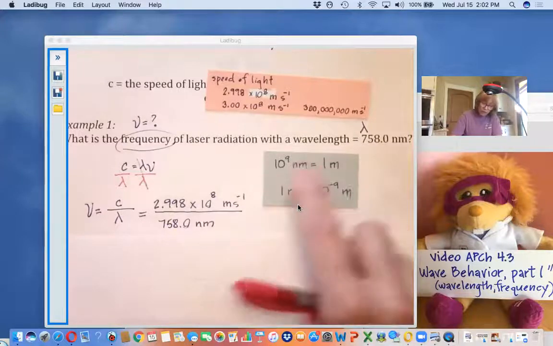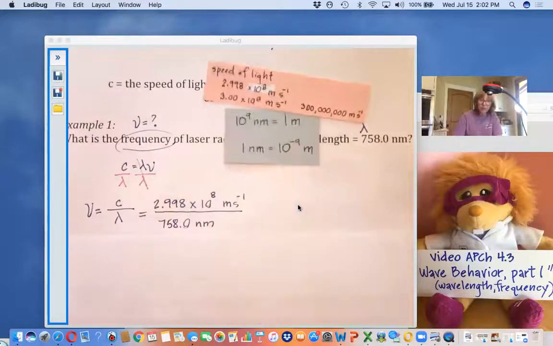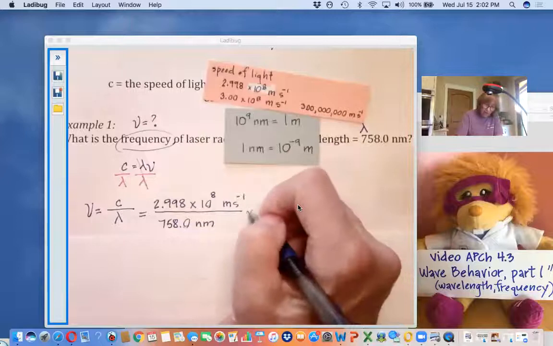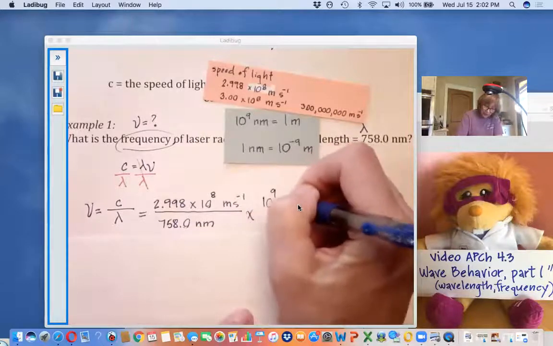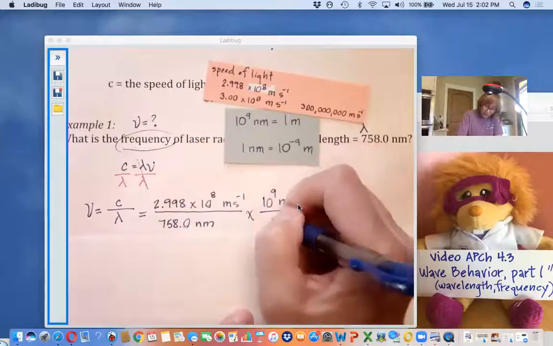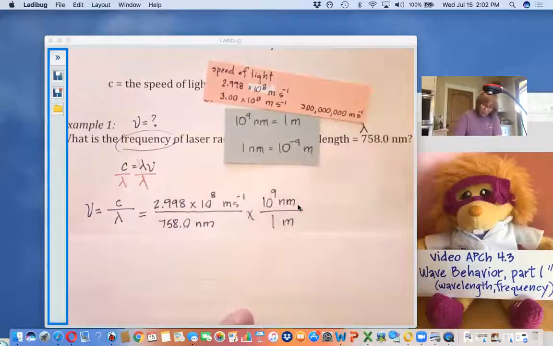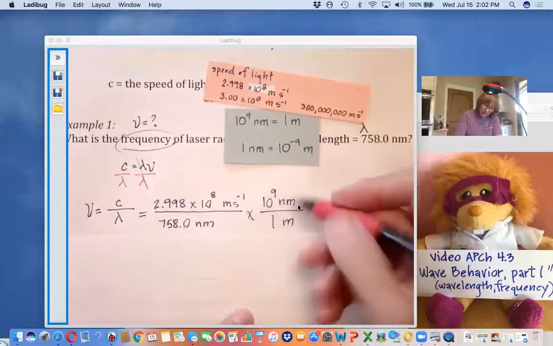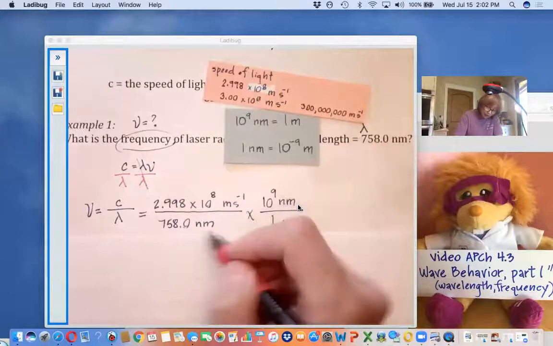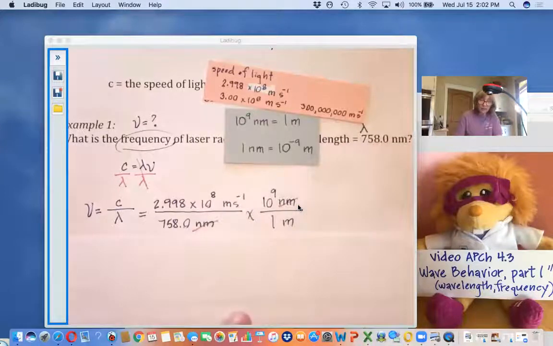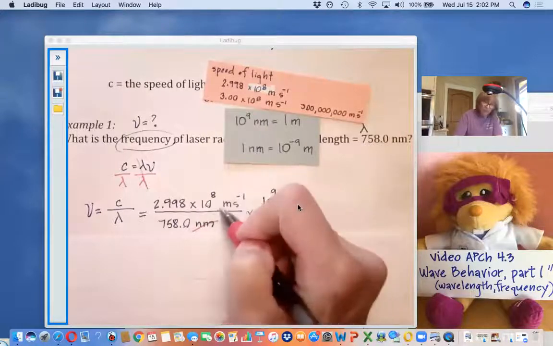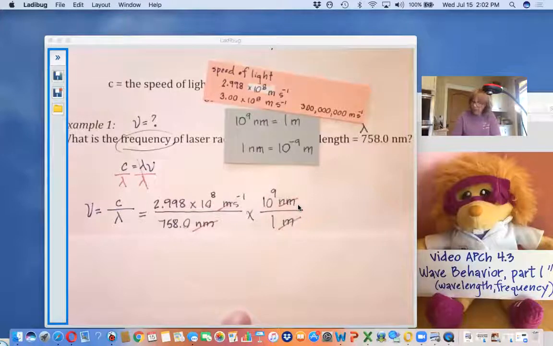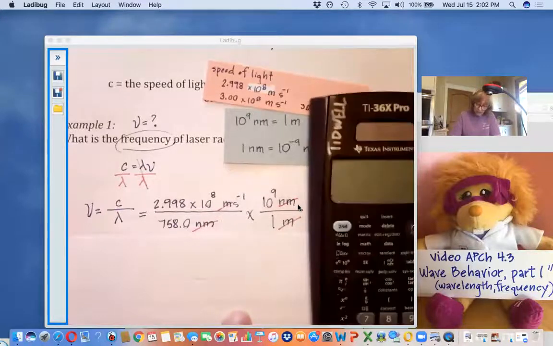You can use either of those equivalences to build a conversion factor. I'm going to use the top one. So I'm writing down there's a billion nanometers in a meter stick. And of course, I set it up with nanometers on the top so that those units would cancel. And meter in the denominator would cancel this meter in the numerator. All right, now I'm ready to grab my calculator.